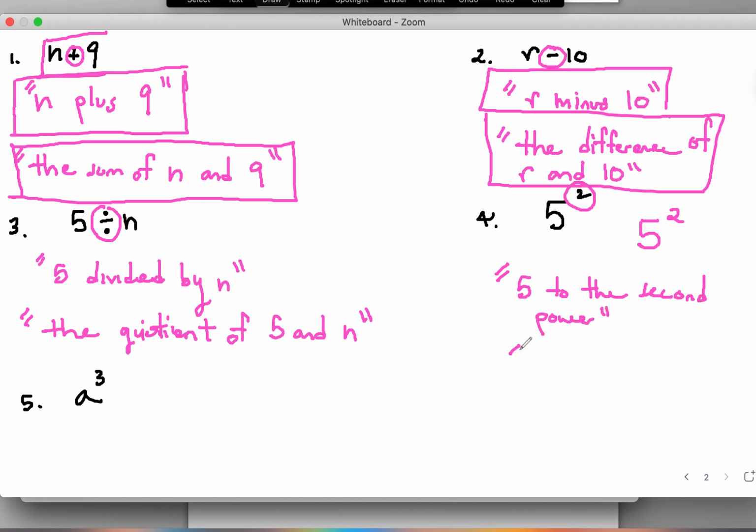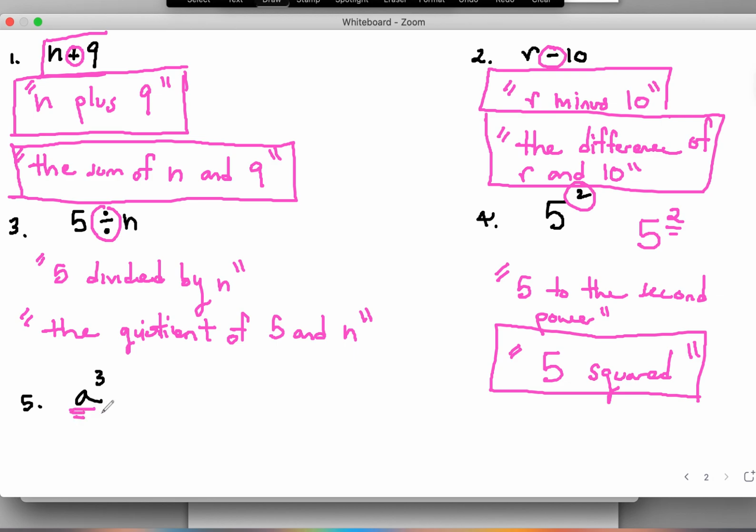And there's a quick way to say it. If the exponent is 2, which it is in this case, you could just say 5 squared. And this is the one that I'm going to stick to saying. I'm going to just say 5 squared because it's quicker to say. You could only say squared if the exponent is 2.